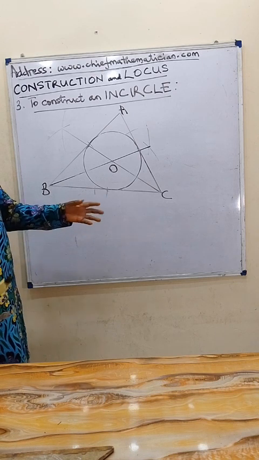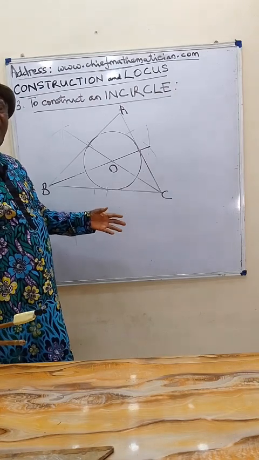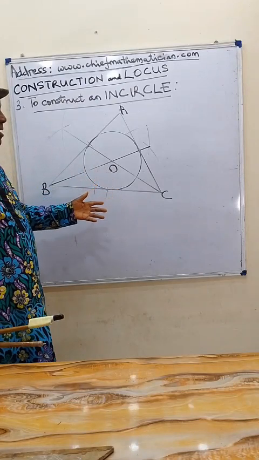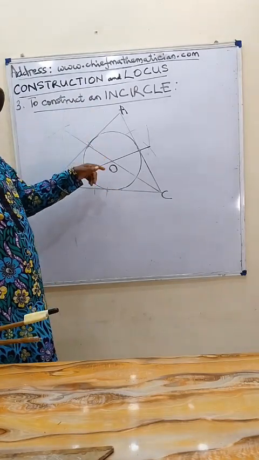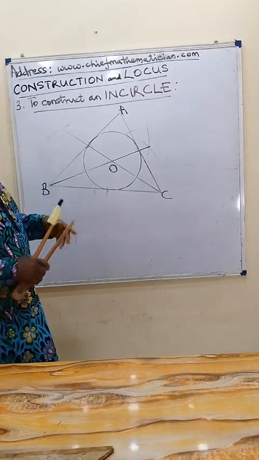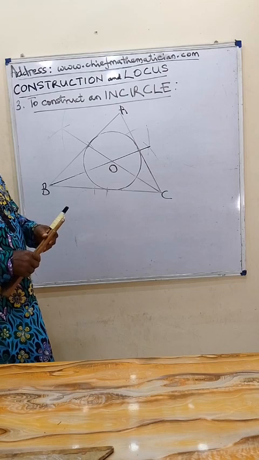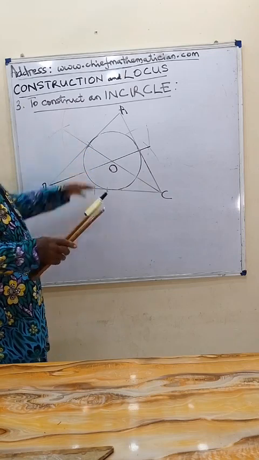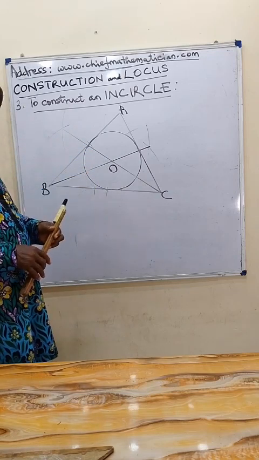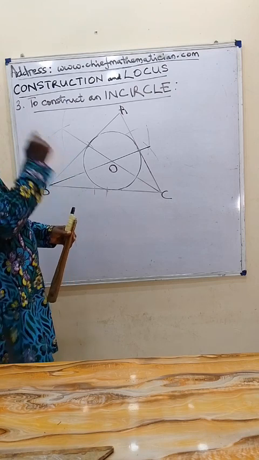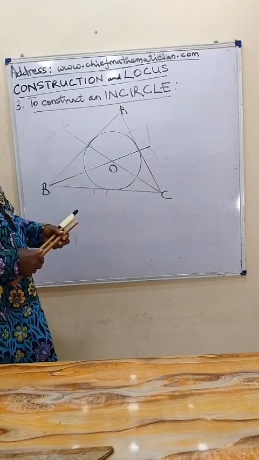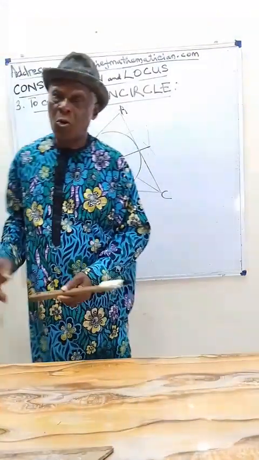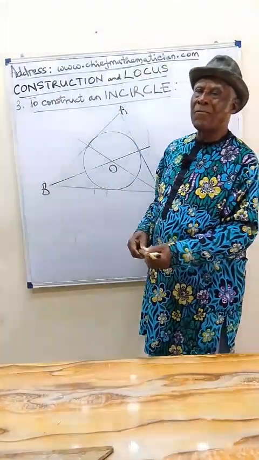What it means is that using the idea of angle bisectors, you can construct an incircle. That is a circle that touches the three sides of a triangle. That's what we call an incircle. A circle which touches the three sides, the three sides are tangential to the circle. You call it an incircle. So we use the idea of an angle bisector to construct the incircle of a triangle.